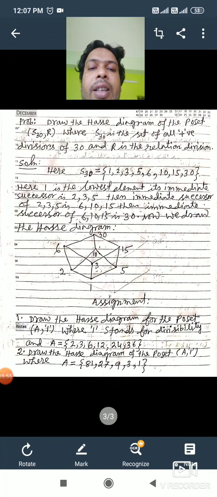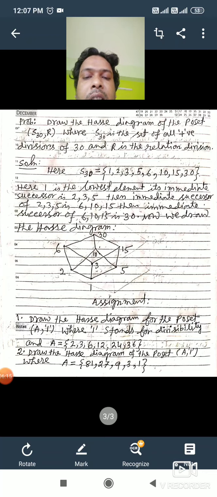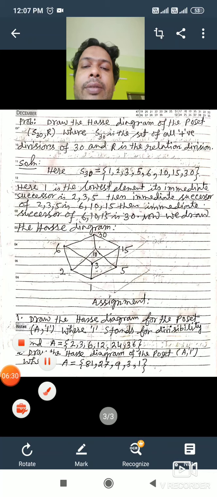Now some assignments. Number 1, draw the Hasse diagram for the poset (A, |), where | stands for divisibility, and A = {2, 3, 6, 12, 24, 36} is a set. Again, problem number 2, draw the Hasse diagram of the poset (A, |), where A is the set {81, 27, 9, 3, 1}. Okay, thank you.